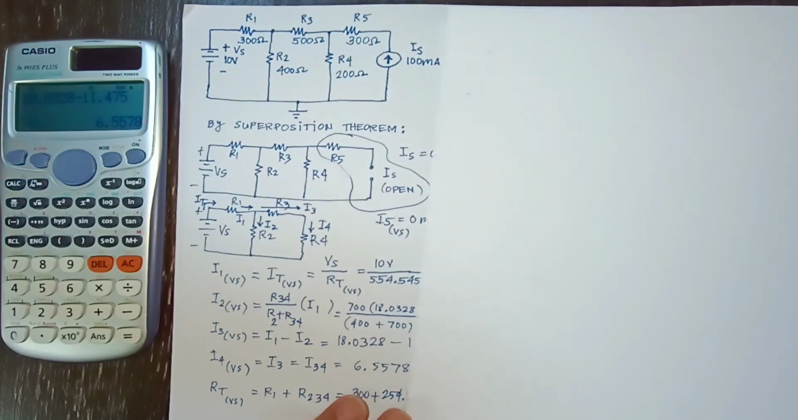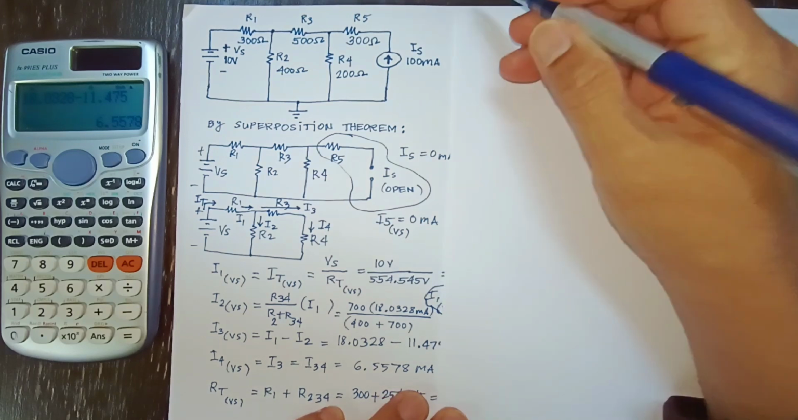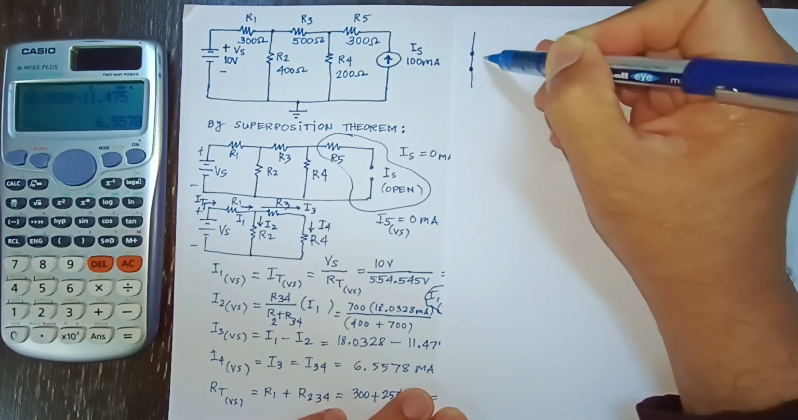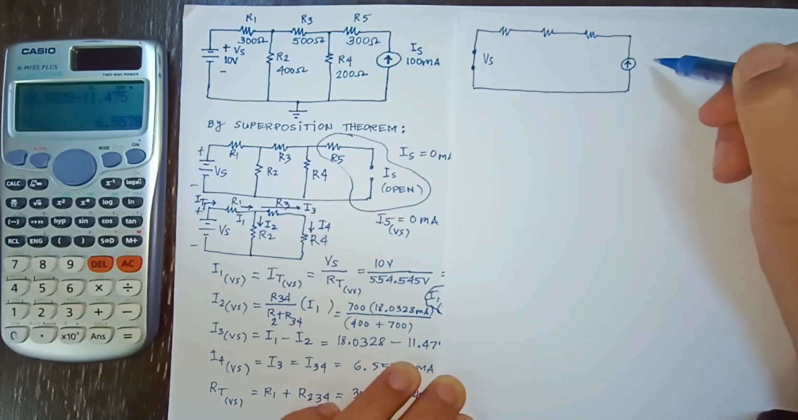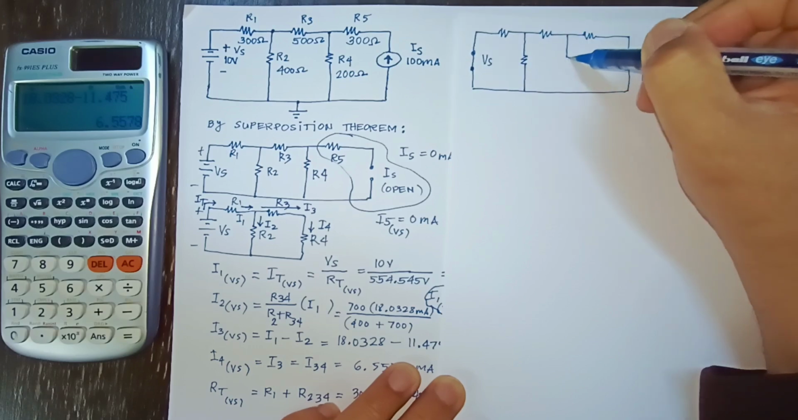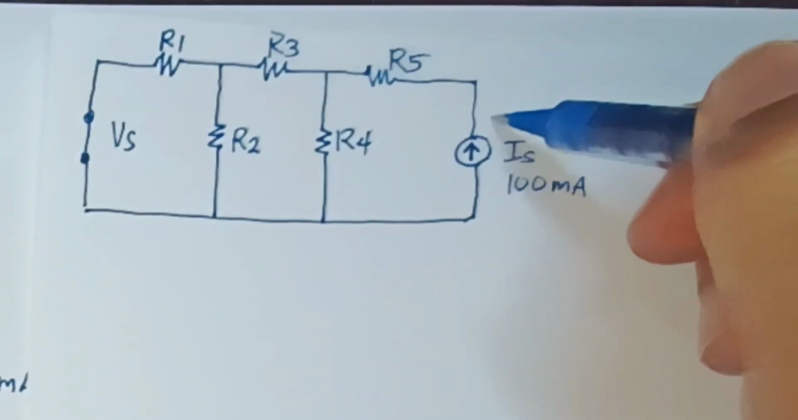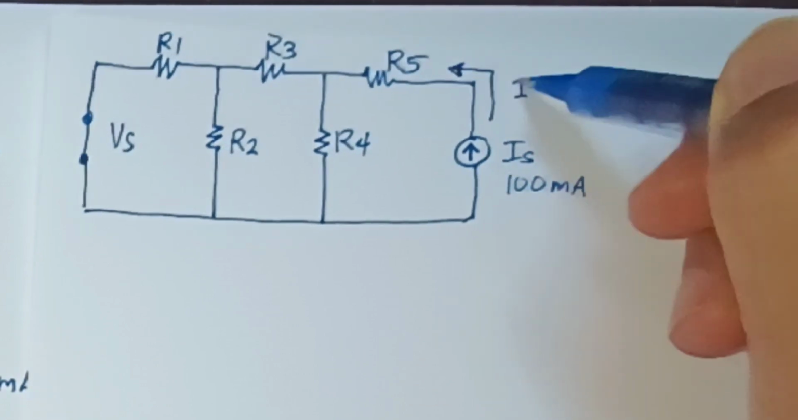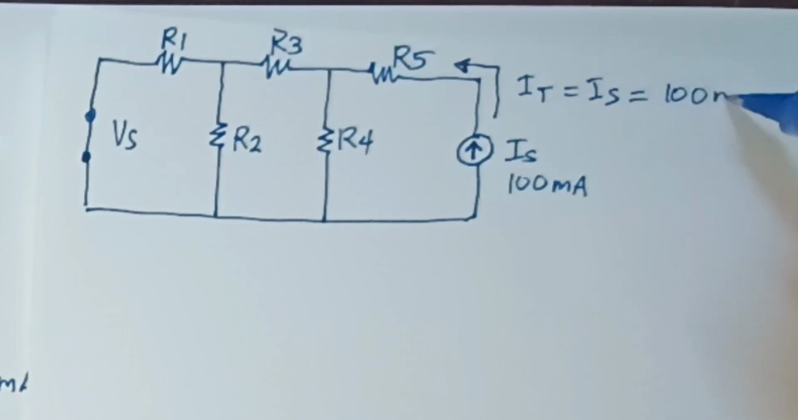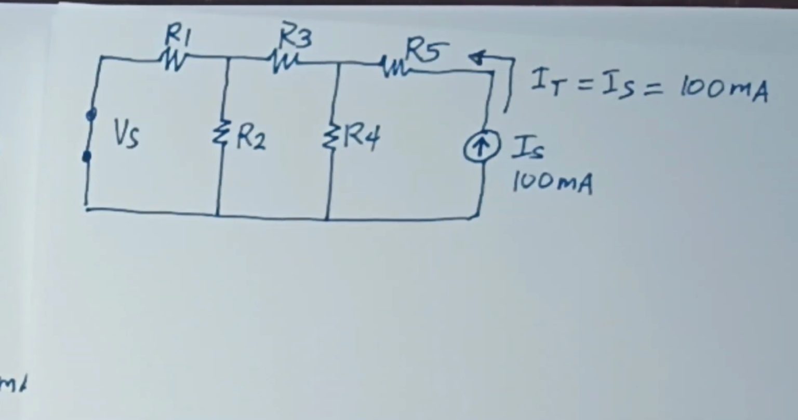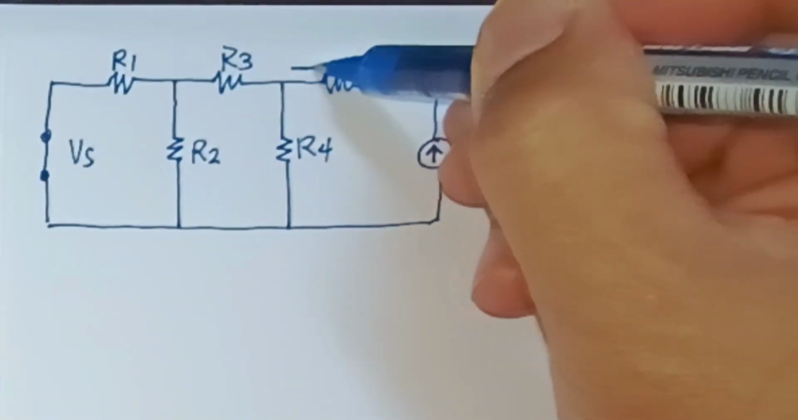So in superposition, we have to draw another circuit. This time, we will keep the current Is, but we will cancel the Vs by substituting it with a shorted line. So the Vs now is substituted with a shorted wire, and we have R1 to R5 again, and the Is will produce the I total of 100 milliamperes, and this is going to the left side of R5.